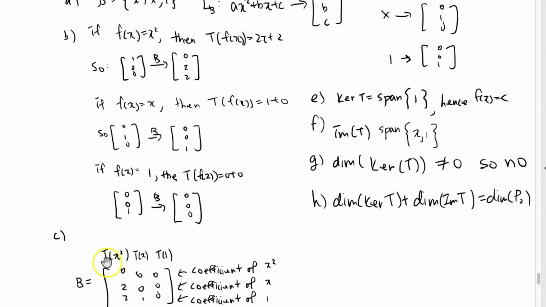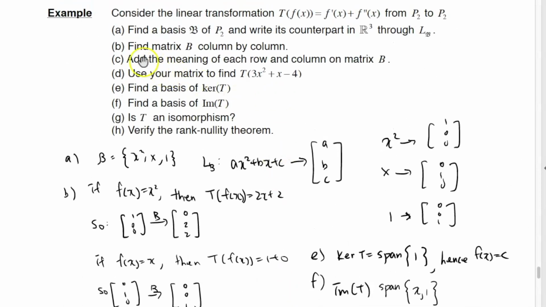So the notes that are written above and on the side show that this column is the transform of vector 1, 0, 0. This column is the transform of vector 0, 1, 0, and this column is the transform of vector 0, 0, 1. If you look at this matrix horizontally, row by row, you can read that the first row is the coefficients of x squared, the second row shows the coefficients in x, and the last row shows the constant coefficients. Okay, so that's question C.